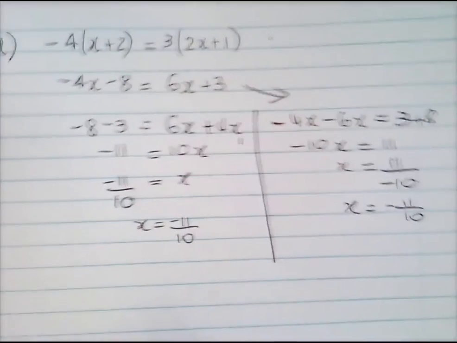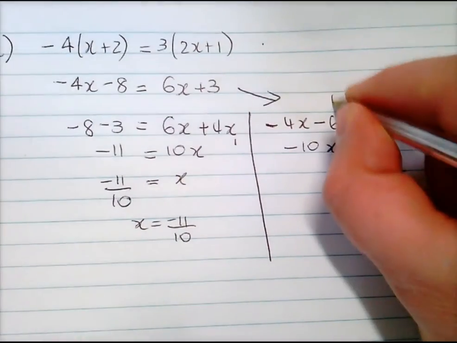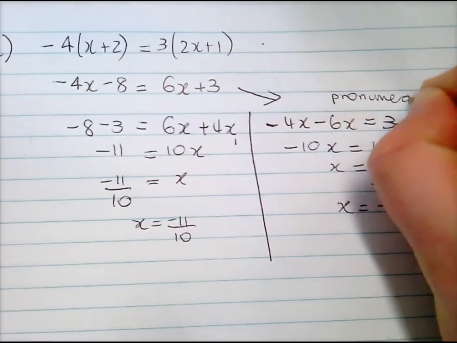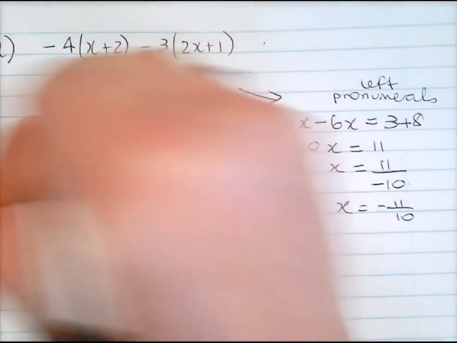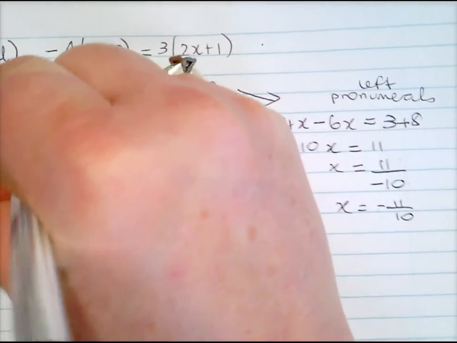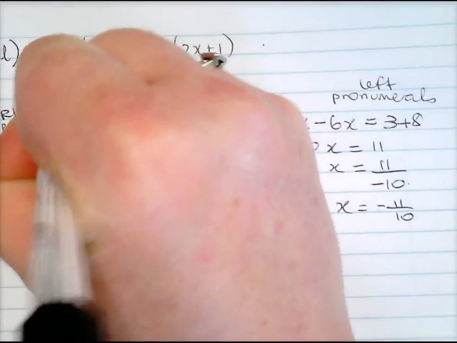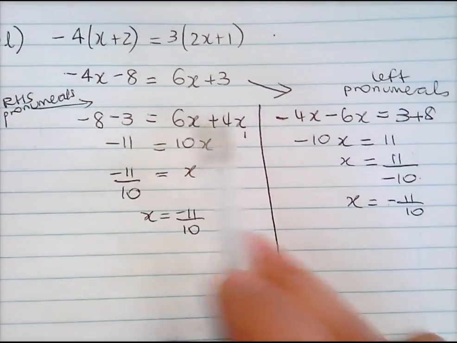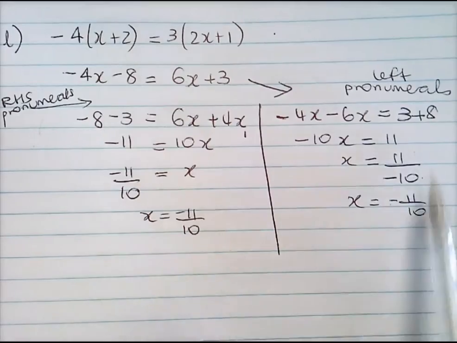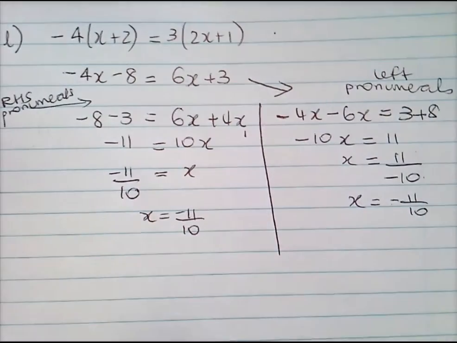So you could do it either way. This is with pronumerals on the left, and this is with pronumerals on the right hand side. It's up to you which way you want to do it. Pronumerals on the right to make them positive, or pronumerals on the left. You can do it either way.